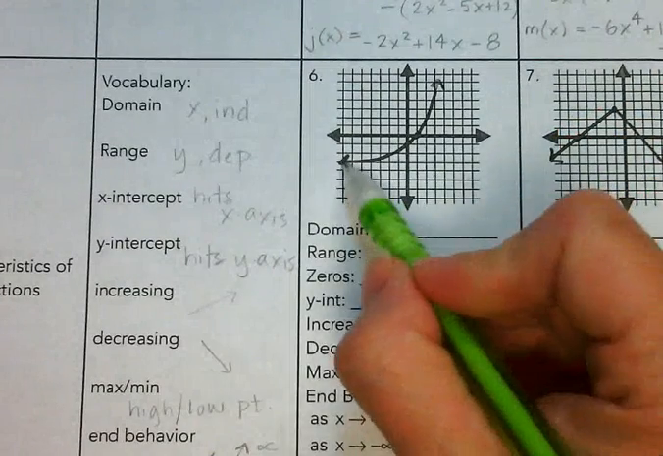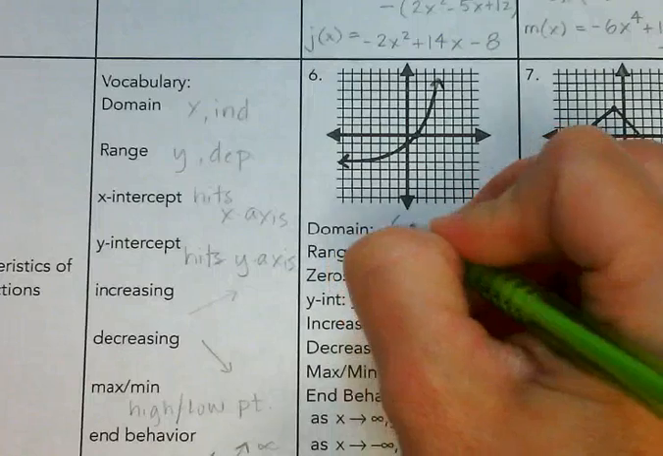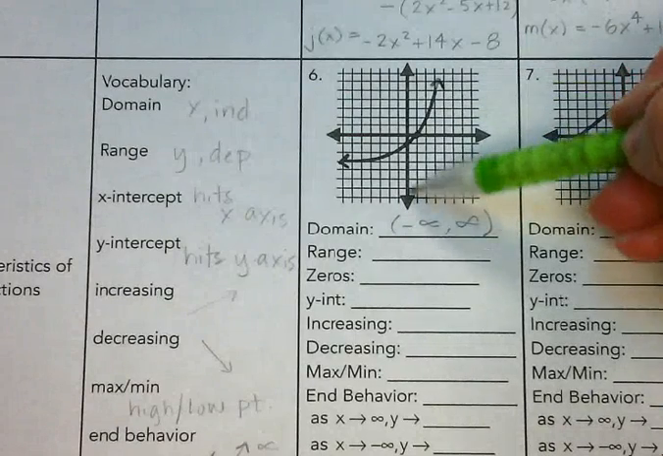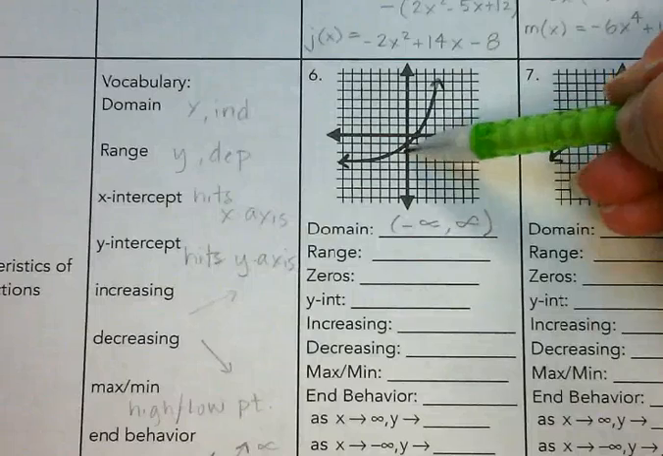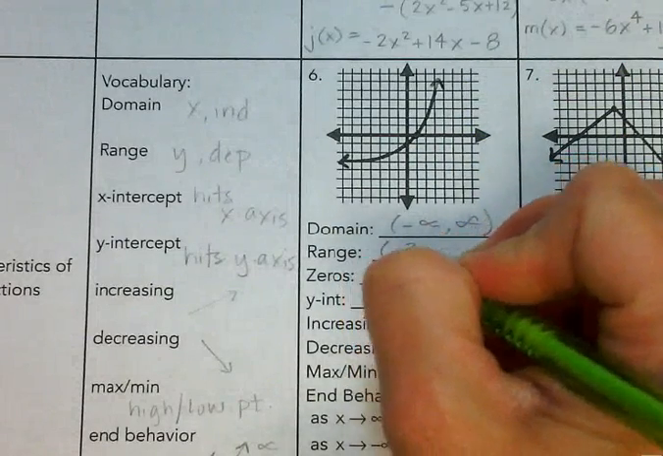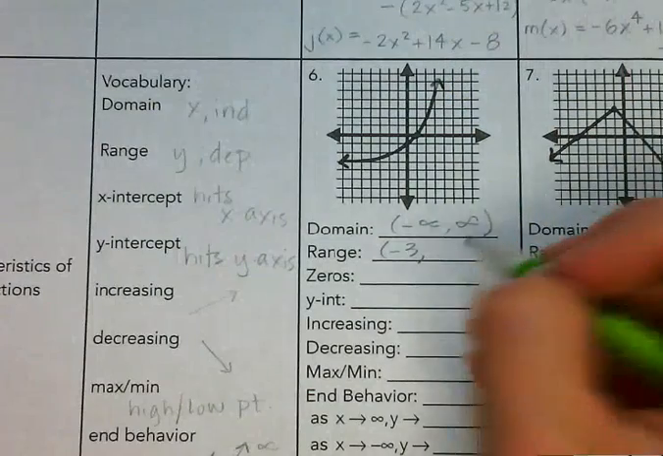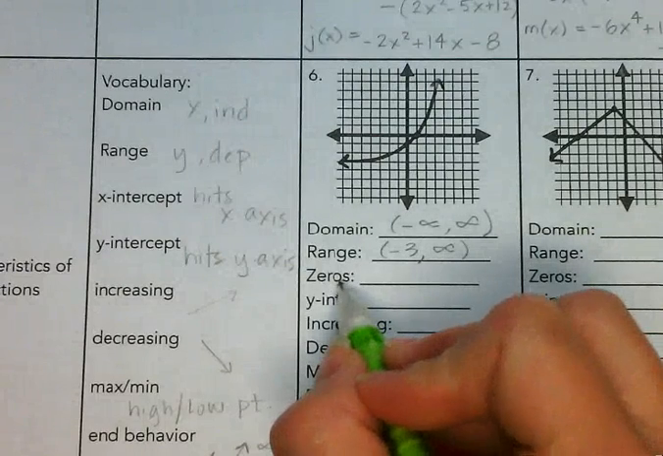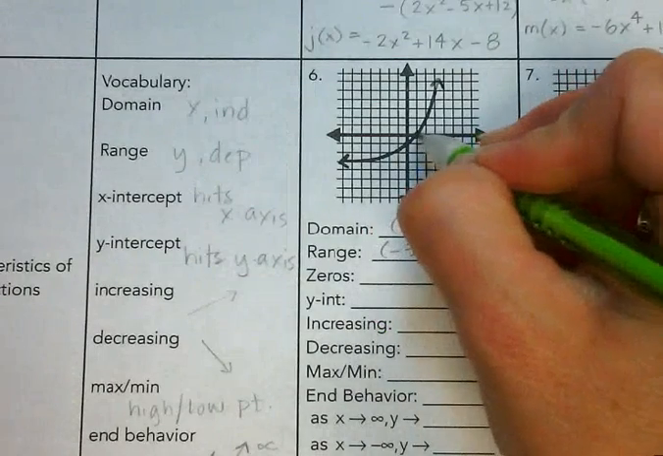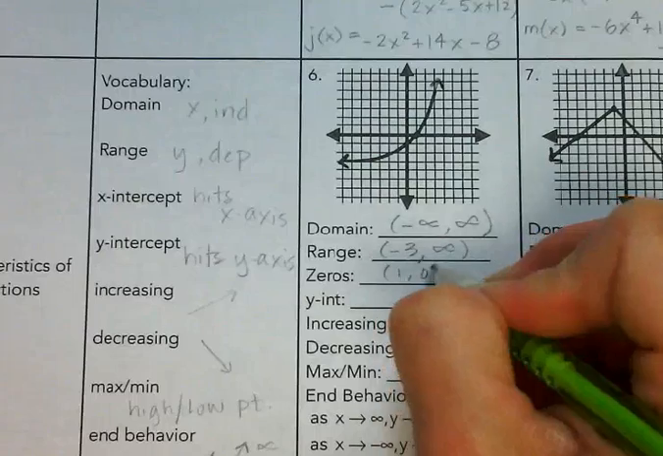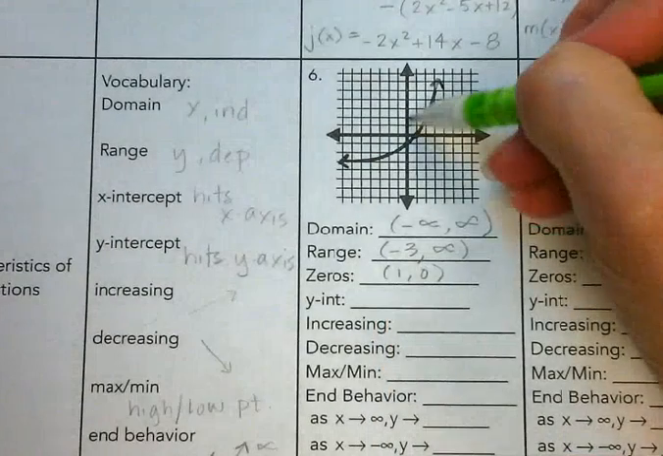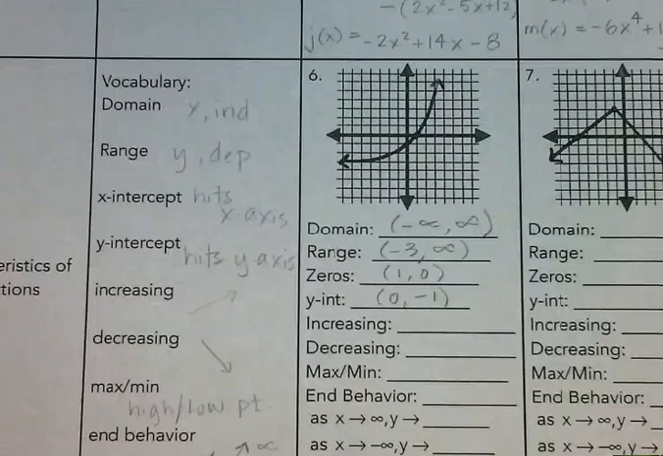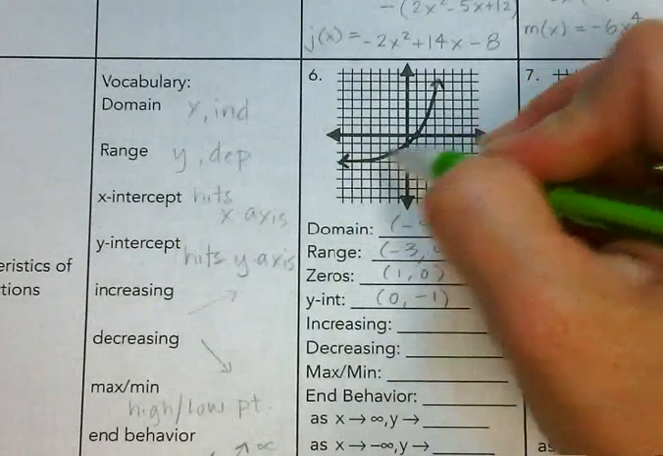First thing, domain, it's going to keep going left and it's going to keep going right. So we say that the domain is negative infinity to infinity. The range is the lowest y, and the lowest that this is going to go is to -3. And the highest y, this is going to continue to go up forever, which is infinity. The zeros, that's the same as the x-intercept, and it crosses the x-axis at 1, so that's 1, 0 for that point. The y-intercept is where it hits the y-axis, and that looks like -1, so that would be the point 0, -1.